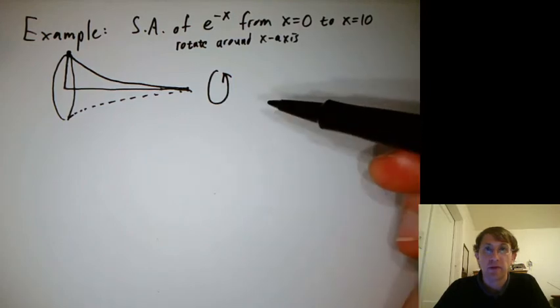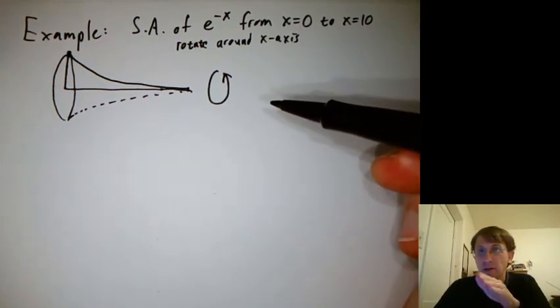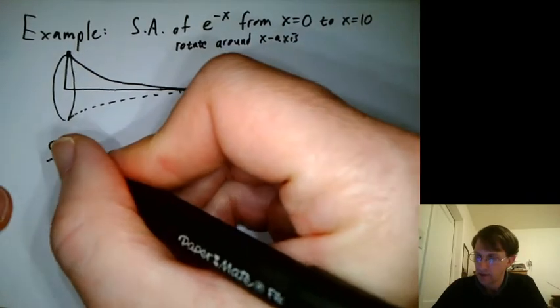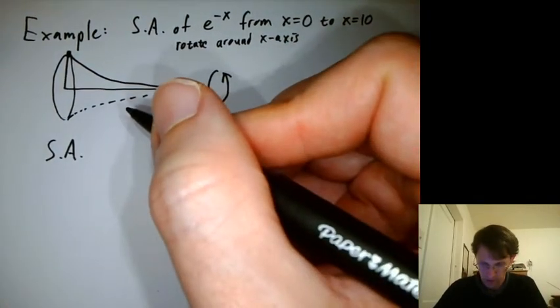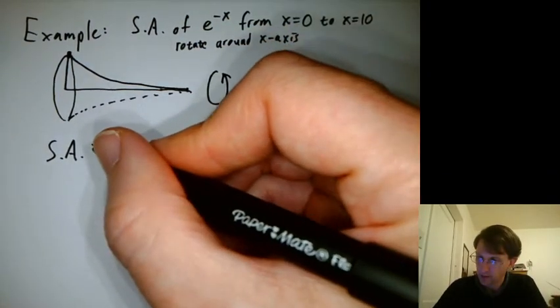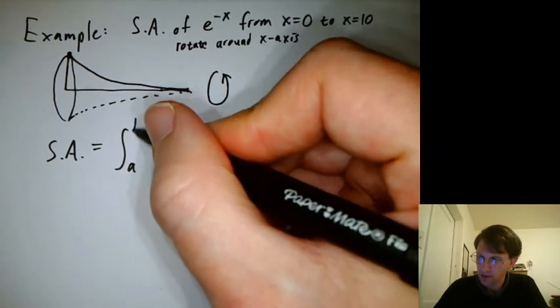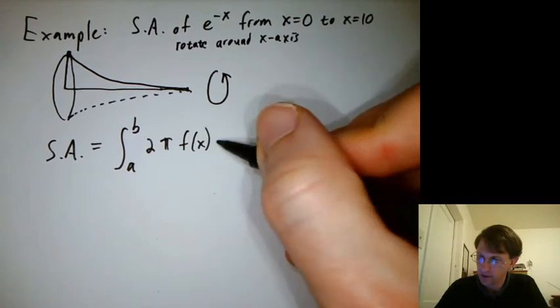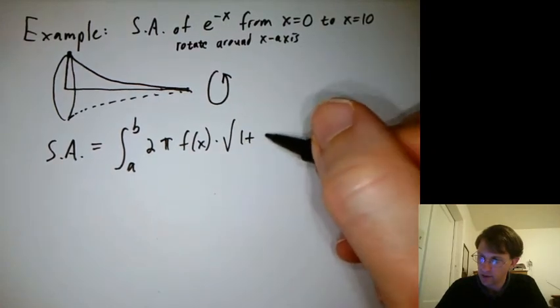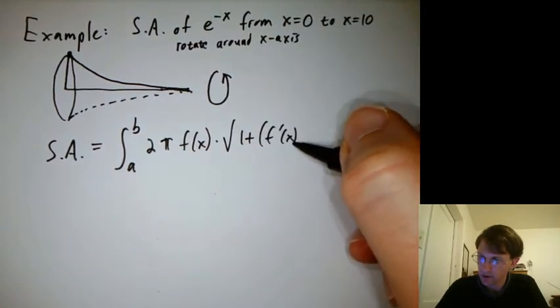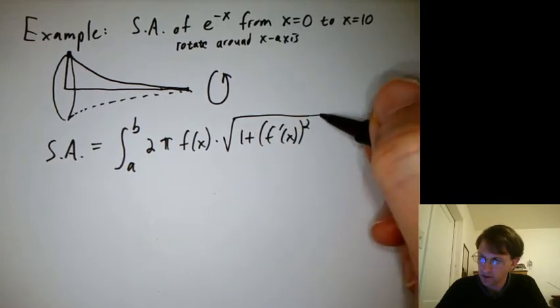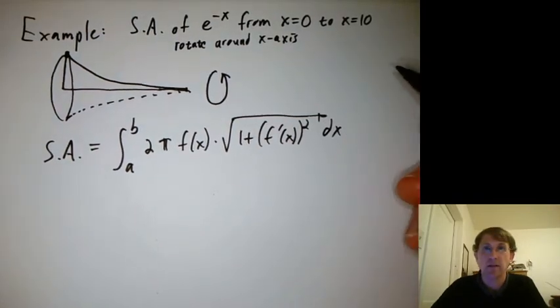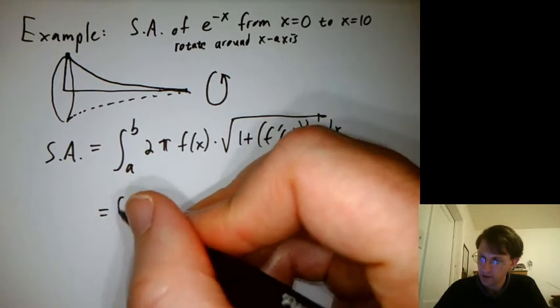So what is that surface area going to be? Go ahead and write the integral using the surface area formula. Maybe write it generically first: integral from a to b of 2 pi f of x times root 1 plus f prime of x squared dx. And then specialize it to this situation.